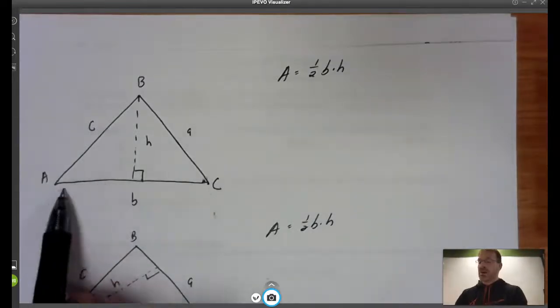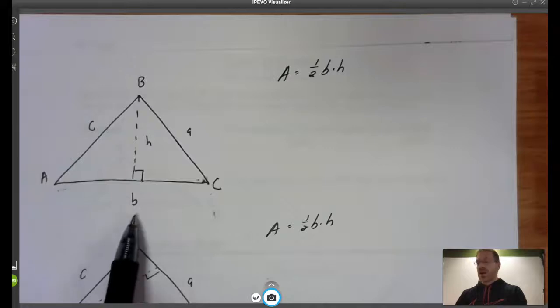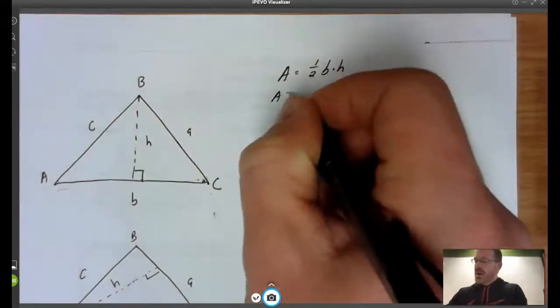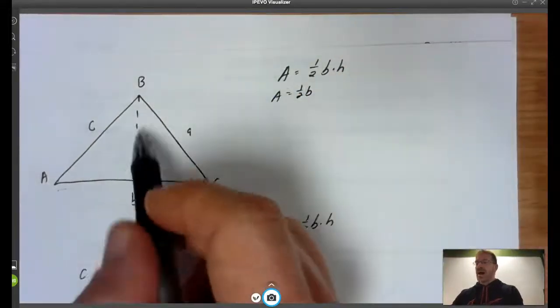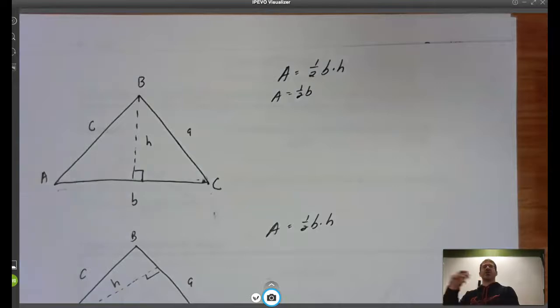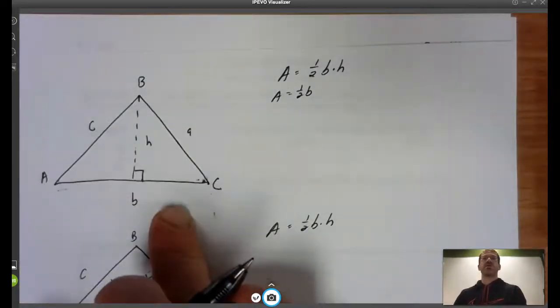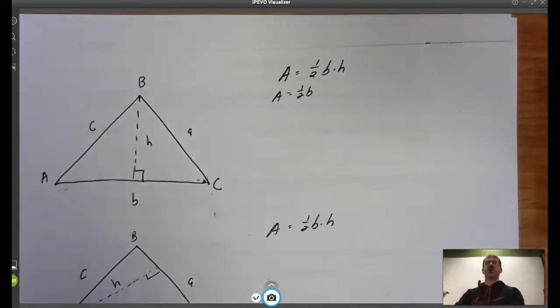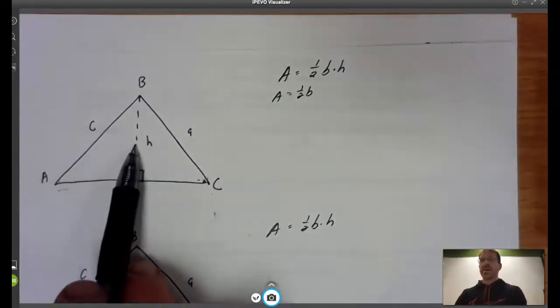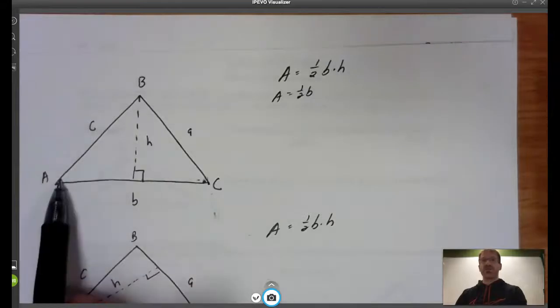Now if I look, the base of this triangle is little b here. So I'm going to put that in right here, little b. But notice, I don't know what the height is, and I want to get it in terms of the things I know about this triangle, the sides and angles. So here's what we do. We're going to now connect this to what we know about right triangles. And I'm going to find the value of h here in terms of sine of A.